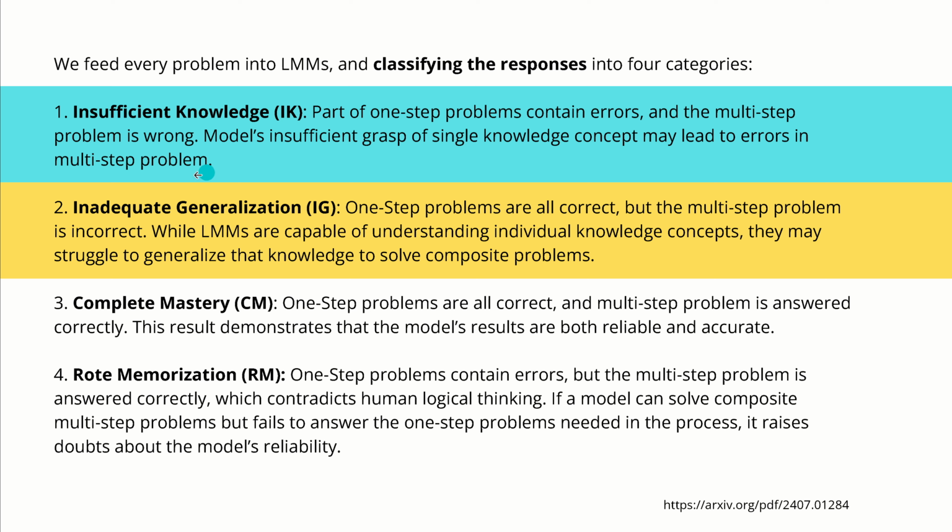And then they look for inadequate generalization. And they say this happens when all one-step mathematical problems are correct, but the multi-step mathematical problem is incorrect. So this shows us now that our AI system, our LMMs, are capable of understanding individual knowledge concepts, but they struggle to generalize that knowledge to solve more composite mathematical problems.